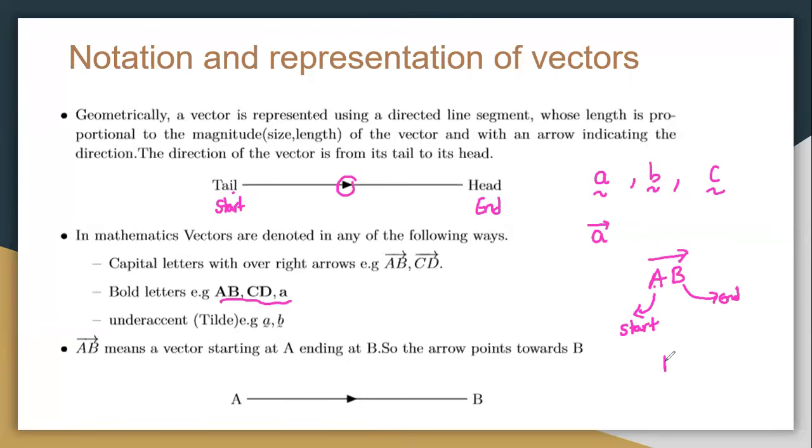In case I write A and B and then I put an arrow like this, this means that my vector, this is where my tail is and this is where my head is. It means that my vector starts at B and it ends at A. So always look at that arrow.